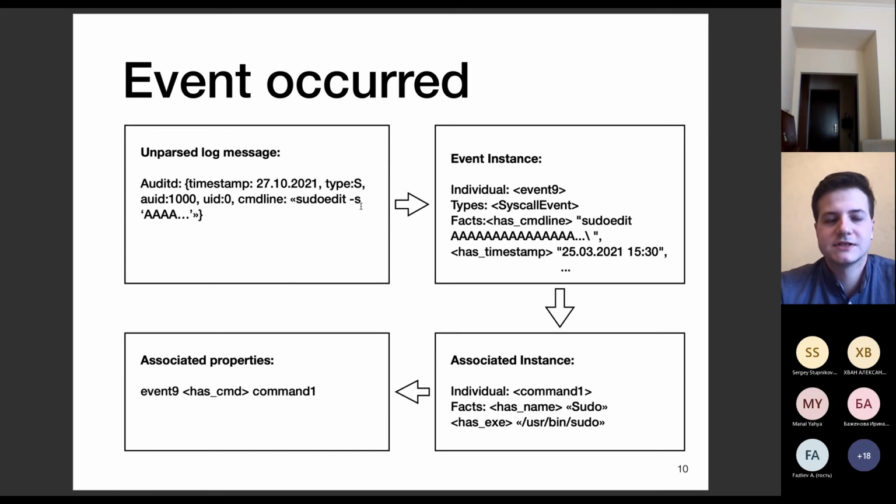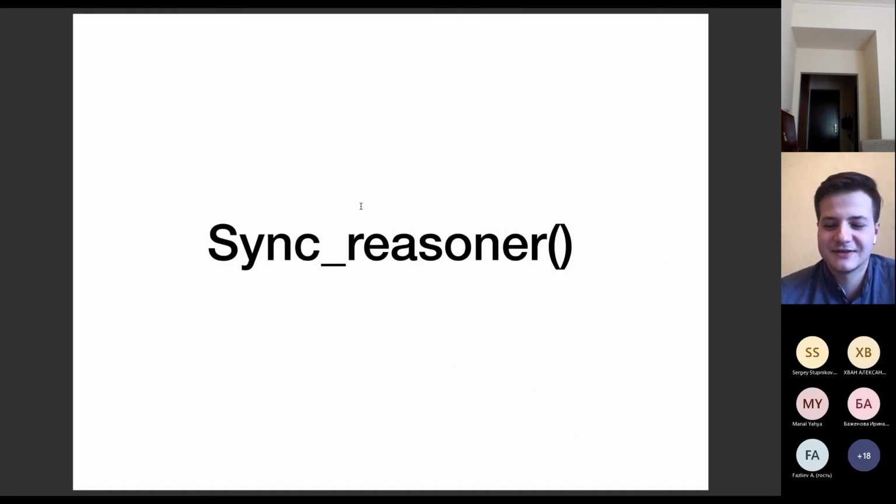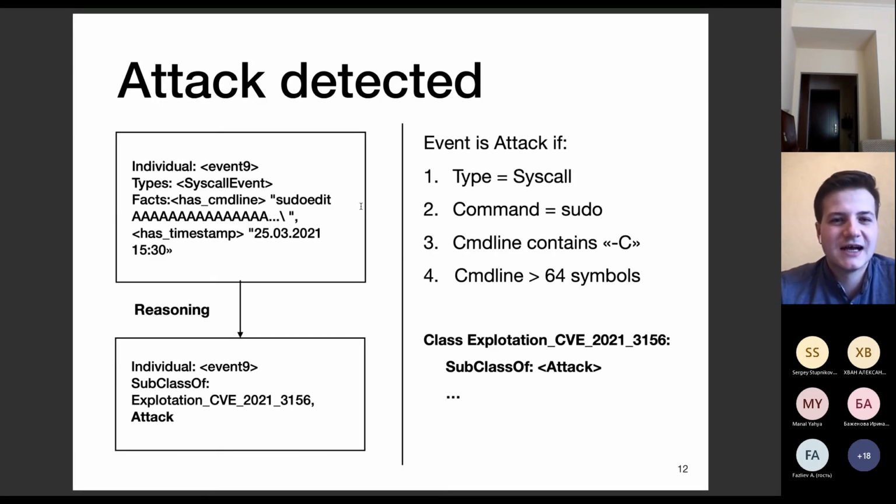Let me show what exactly happens with the model step by step. I've got a log message from the audit journal. Then this message becomes an individual instance of the event class. An event has some associated instances, like the host where the event occurred and the command which was executed. During parsing, if required, all these instances are created, as well as object properties. Then reasoning starts and magic begins.